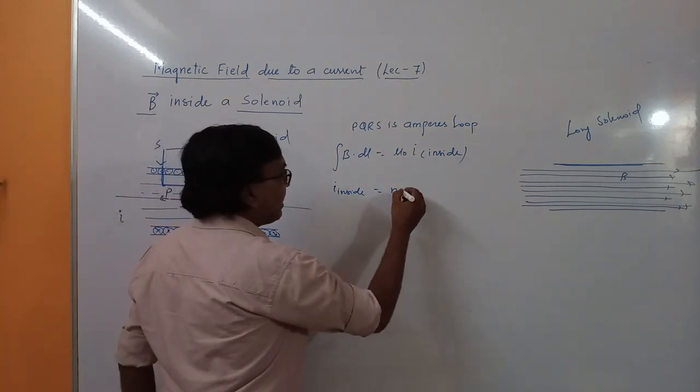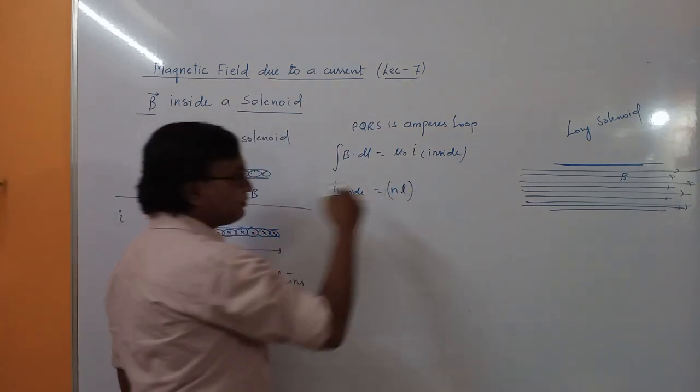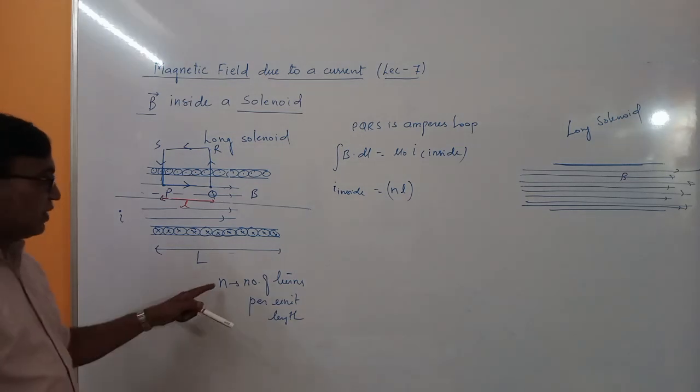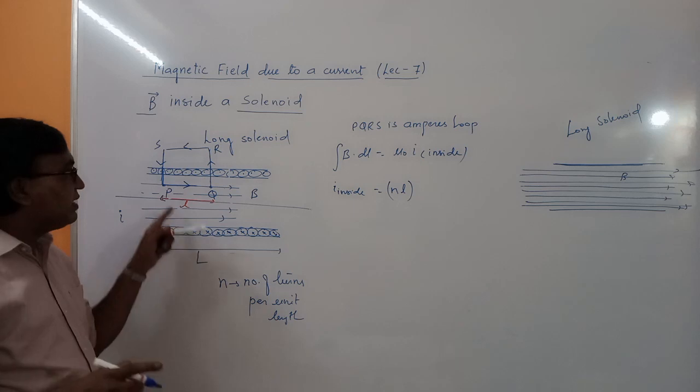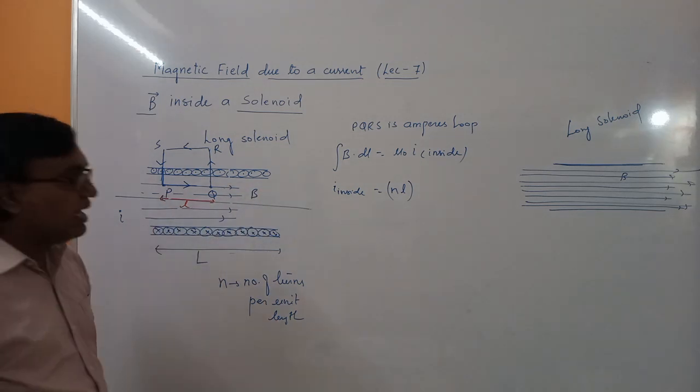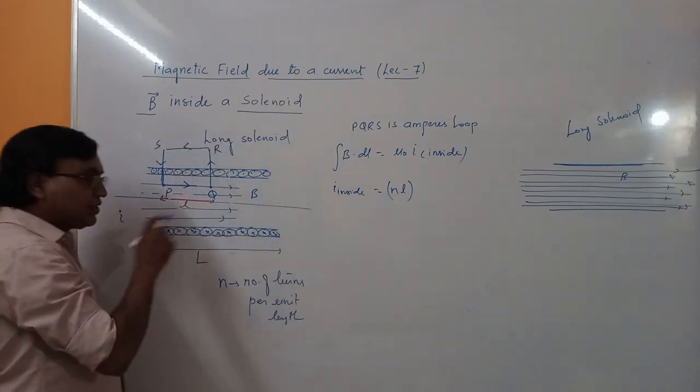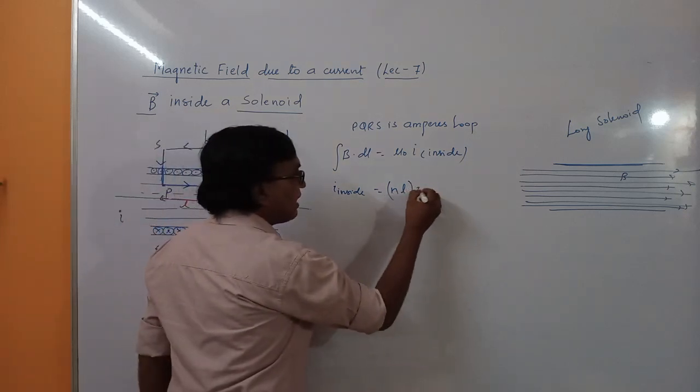I inside will be n into L, number of turns. n into L will be number of turns because small n is number of turns per unit length. Then how many turns will be there in length L? That will be n into L. And current in each turn is I. So n L into I.